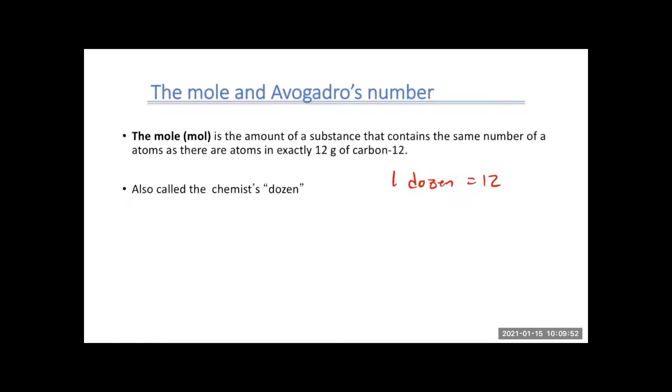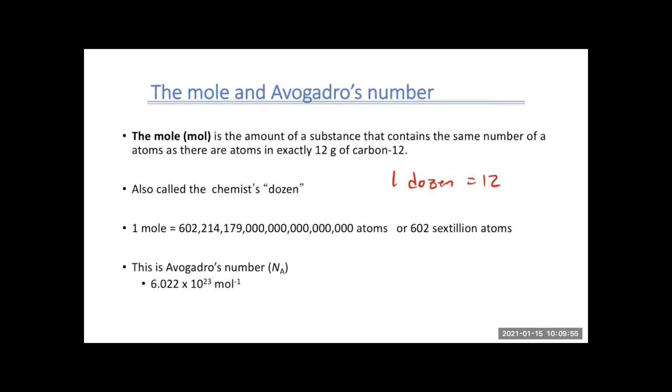We use the mole the exact same way, except in our case, 1 mole will equal 602 sextillion atoms. Now, trying to write it out like this is a little cumbersome. So we can really say 1 mole is 6.022 times 10 to the 23rd. And we have it as inverse moles because this is atoms per mole. So that way we can say 1 mole equals 6.022 times 10 to the 23rd.